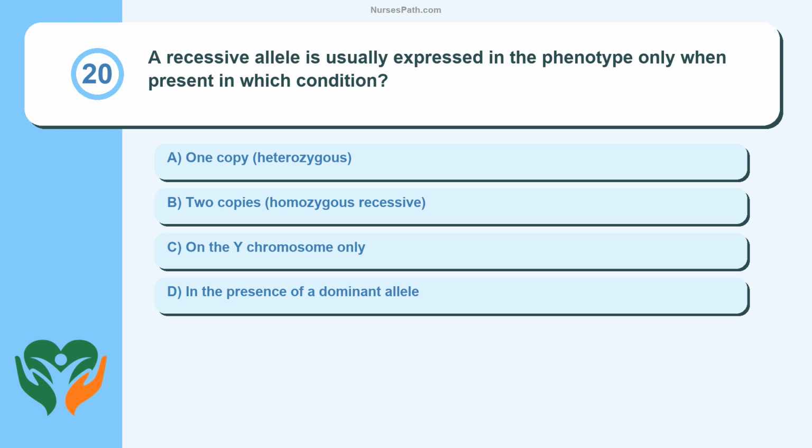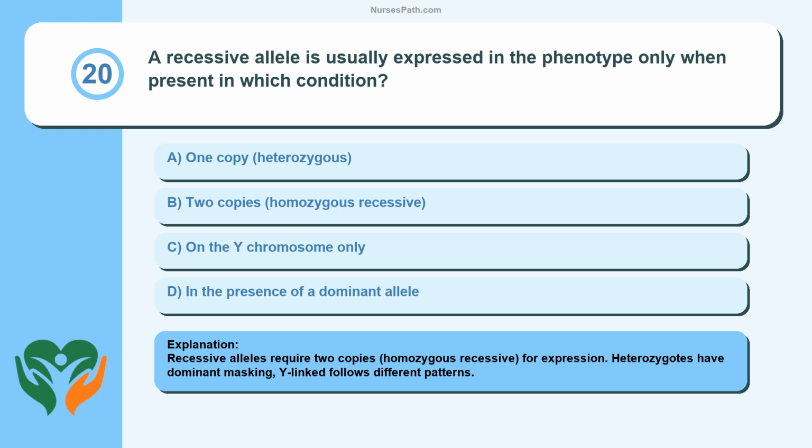Question 20. A recessive allele is usually expressed in the phenotype only when present in which condition? 1 copy, heterozygous. 2 copies, homozygous recessive. On the Y chromosome only. In the presence of a dominant allele. Recessive alleles require 2 copies, homozygous recessive, for expression. Heterozygotes have dominant masking, Y-linked follows different patterns.